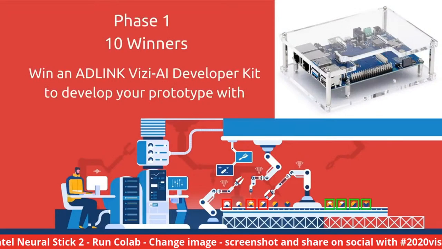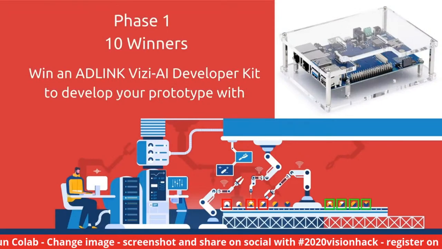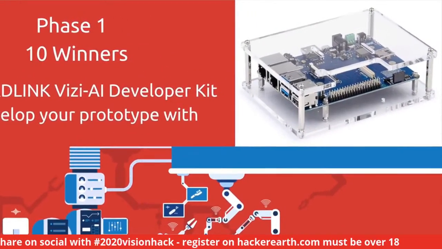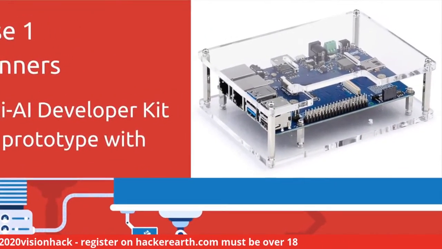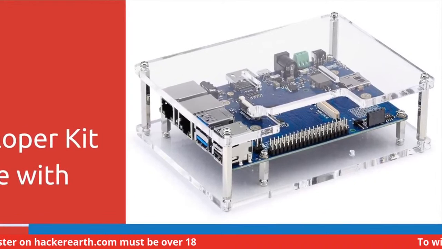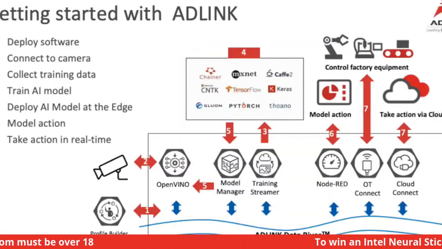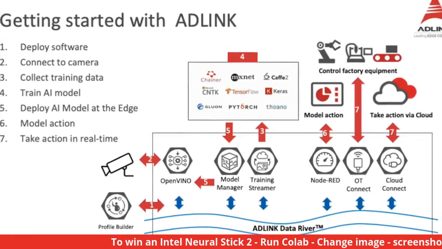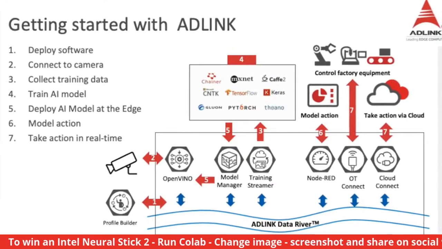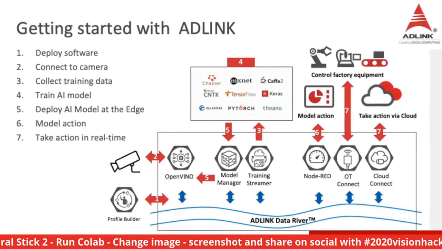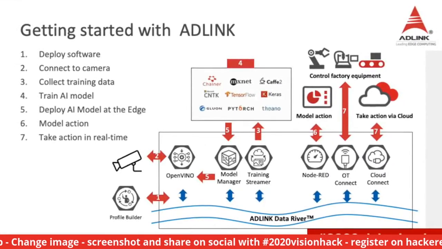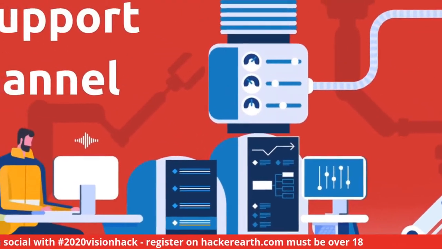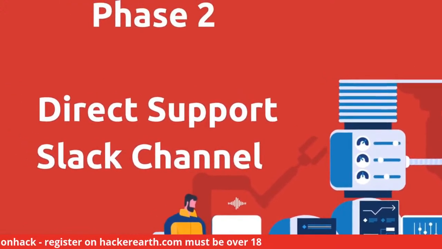Phase 1 winners will receive an AD-Link Visi AI Developer Kit, which is a bundle of powerful hardware and software to build your prototype with. The hardware is a Smart 2 board, which is industrial ready. It has a 4GB RAM, an Intel Atom 3940 CPU, and an Intel Myriad X VPU, so plenty of power for AI vision. The Viz AI also has very intuitive software included with it, the AD-Link Edge platform, which has vision tools, and OpenVino and Node-RED included. As a Phase 2 team member, you will also receive direct support from Intel and AD-Link whilst you develop your prototype, so don't worry about support.